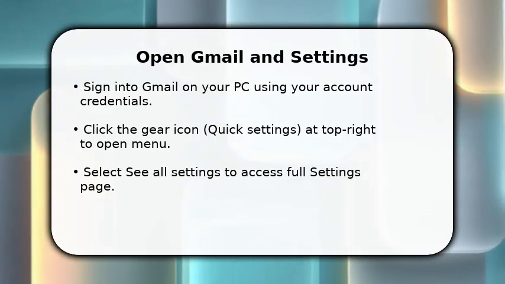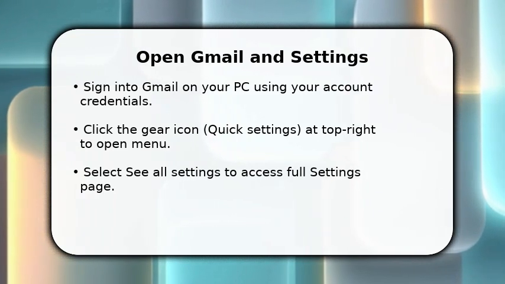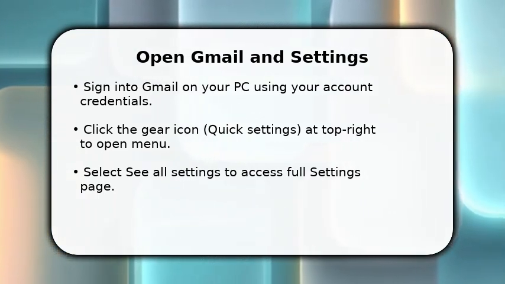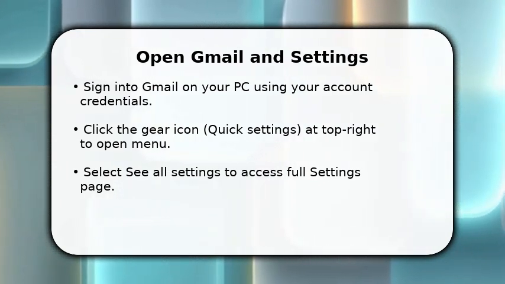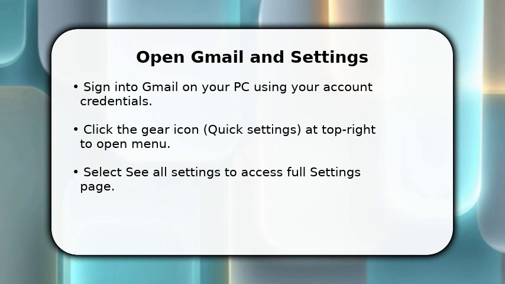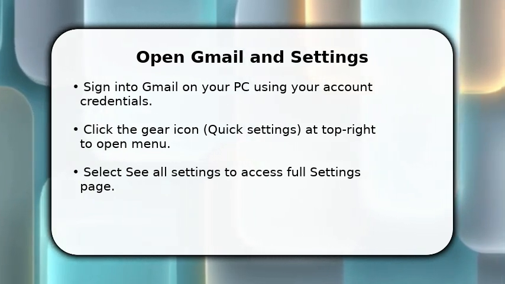You start by signing into Gmail on your PC. That ensures the language change applies to the correct account. Once logged in, click the gear icon at the top right to open Quick Settings. From there, select See All Settings to load the full settings page.